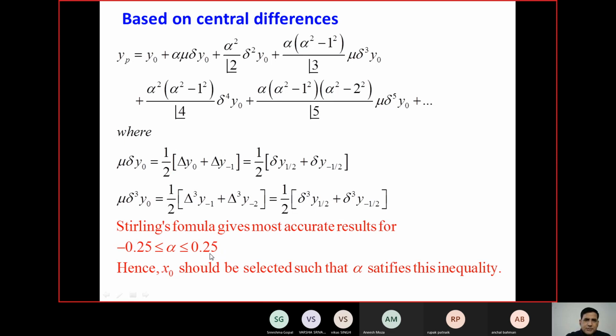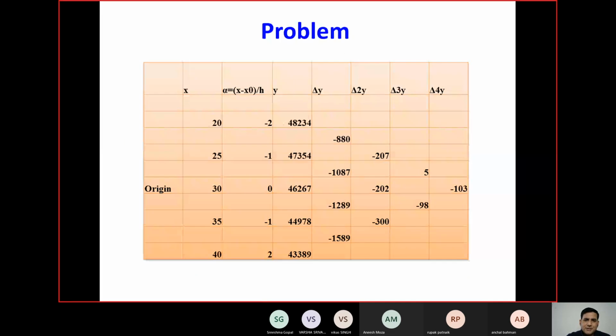Okay. So this is one table here again, where you have equally spaced data points, and let's say you are taking x minus x naught. So suppose you took this one as x naught, then your difference point becomes -2. Are you getting it?